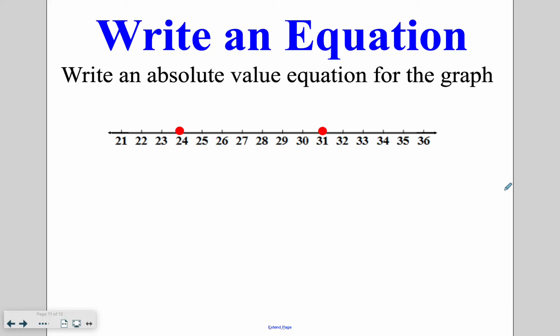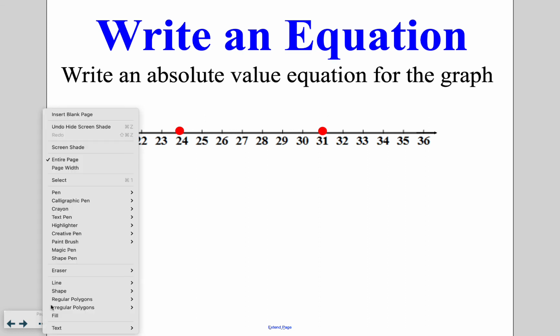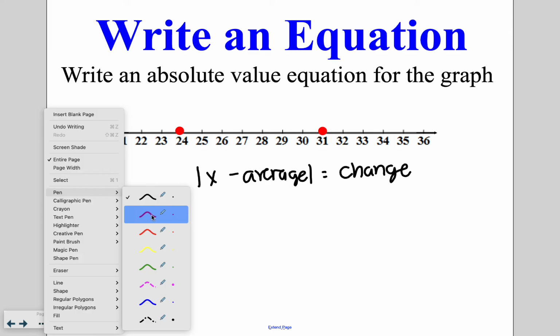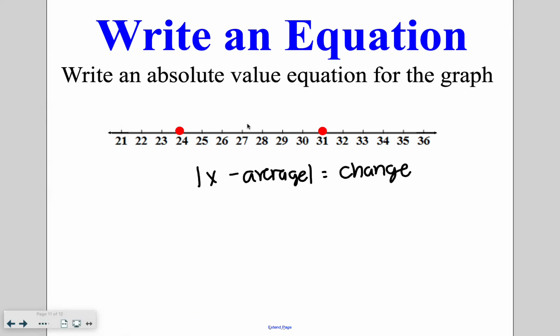Last thing we're going to do is look at how we can write the equation if we are given the graph. We still want to follow that same pattern that we had for the word problems, which is x minus the average, so minus that central point, is equal to how much we can change by. Our job on the graph is to first find what that average point is, so what is in the middle. We can do that by taking our two endpoints, so in this case 24 plus 31, and finding the average of that, so dividing by 2.